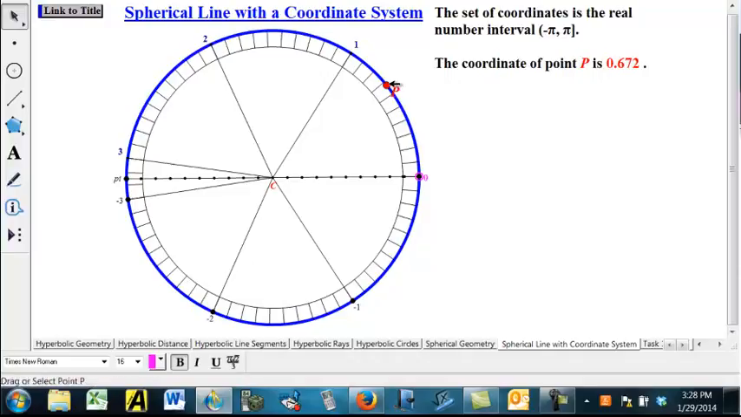And so now we can have a point P here, which we can move around, and you see that it's showing the coordinates of P. And notice they go from almost negative pi up to and including somewhere in here. It actually hits pi.